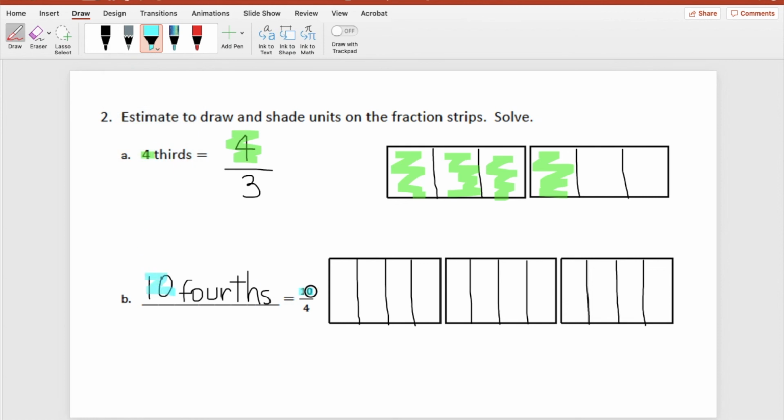So here we go. 1, 2, 3, 4. Actually, I know I could color this whole next thing, right? Because 4, 8. Okay. 9, 10. There we go.